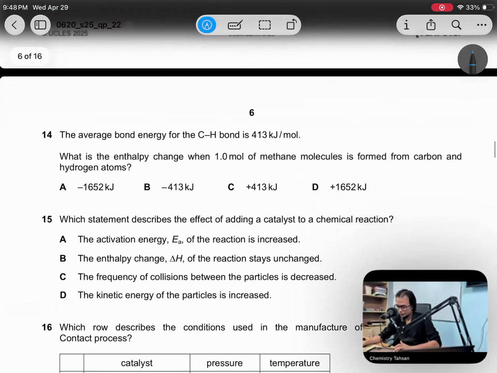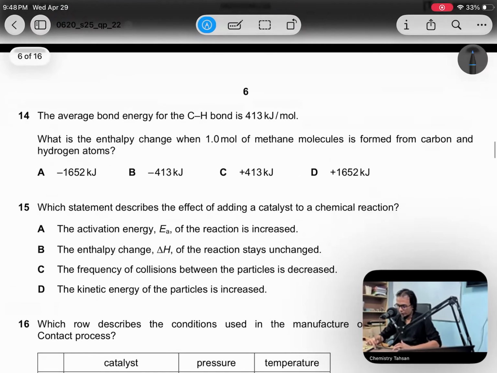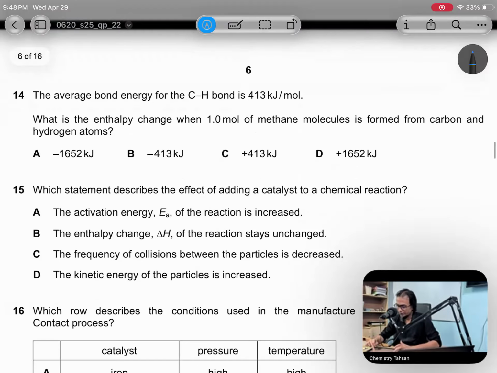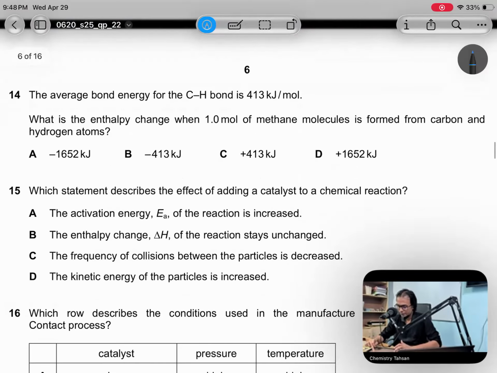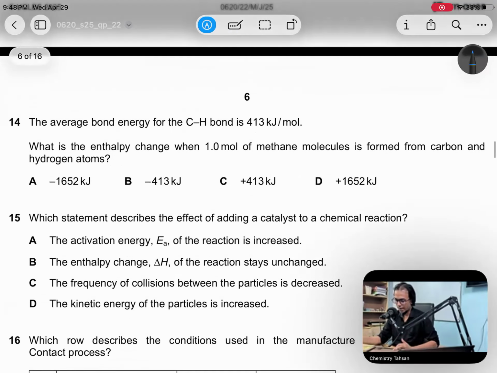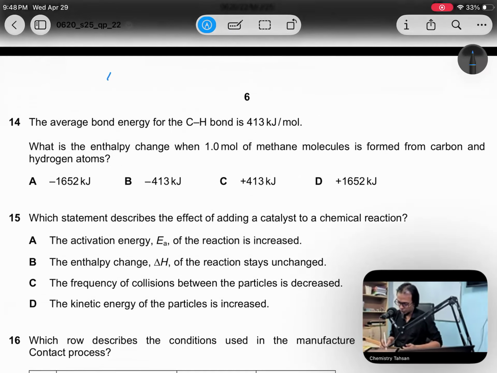Okay, number 14. The average bond energy for the CH bond is 413 kilojoule per mole. What is the enthalpy change when one mole of methane molecules is formed from carbon and hydrogen atoms? What is the enthalpy change? So carbon and 2H2 hydrogen will give you 1 mole of methane molecule. So what is the enthalpy change?